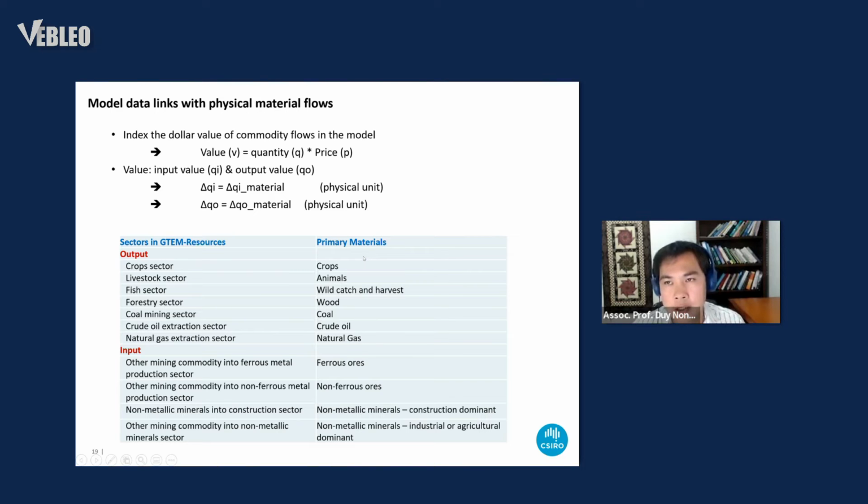We collect the primary material from many different sources, and there are over 200 categories of material. But in this way, we just group them into some main material groups and map them to our GCAM data and industry, like the crop sector with crop, fish, agriculture and harvesting, and coal mining with coal, something like that.